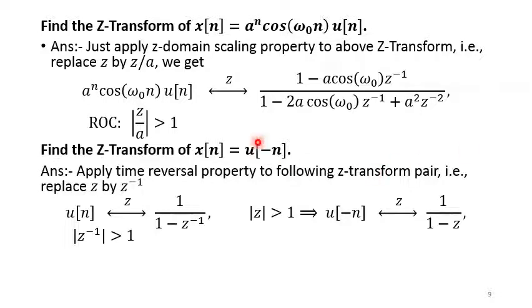So that's the overall result for the previous example. Again, we have another example of x of n equals u of minus n. You have just studied the time reflection, or time reversal, property. Because you know the Z transform of u of n, you can easily find the Z transform for the reversed signal using the time reversal property.